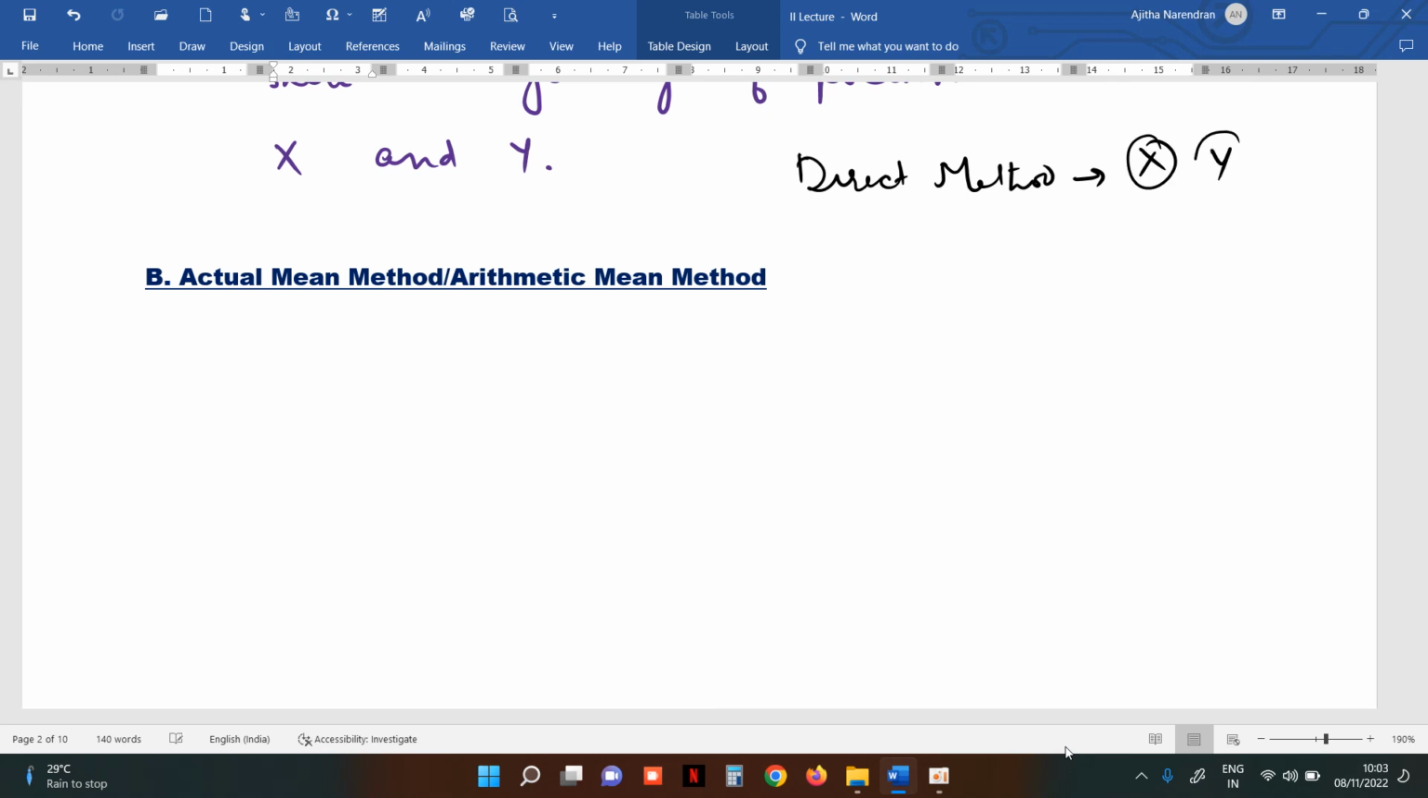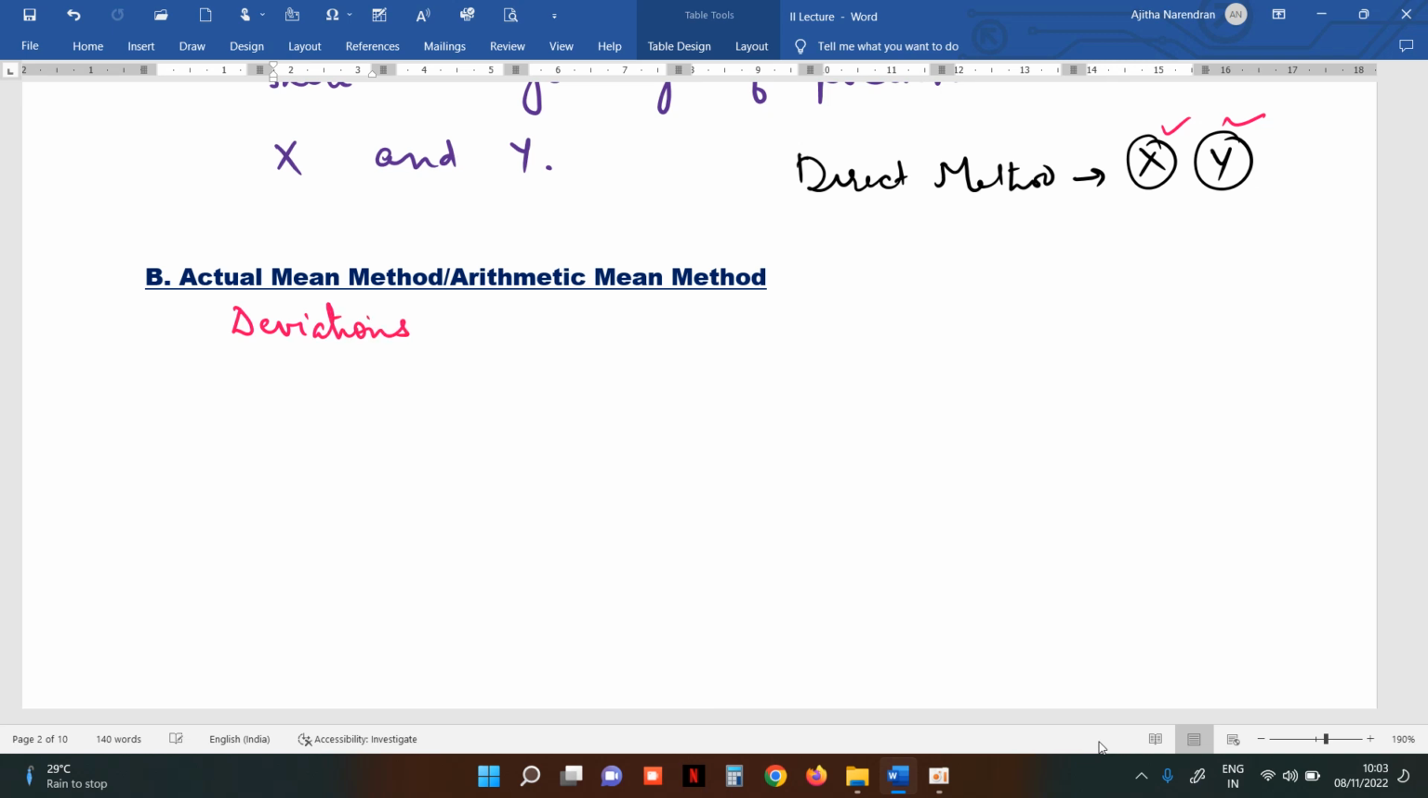This method we can use when the values of x and y are small, in one digit or two digit. If it is beyond that, it is better to go for either the actual mean method or arithmetic mean method. Feasibility, I'll tell you. This method is otherwise known as computing correlation when deviations are taken from arithmetic mean.